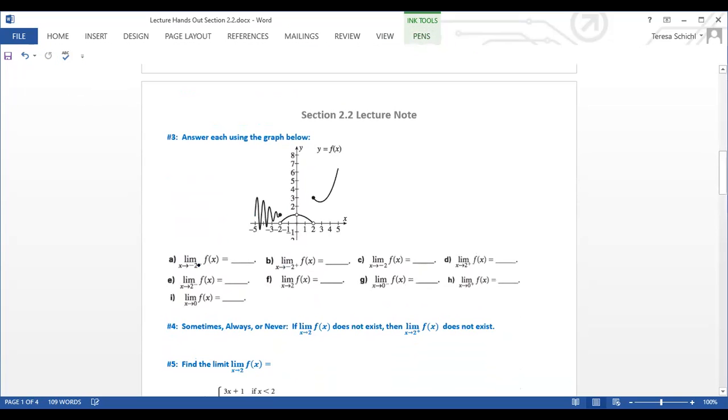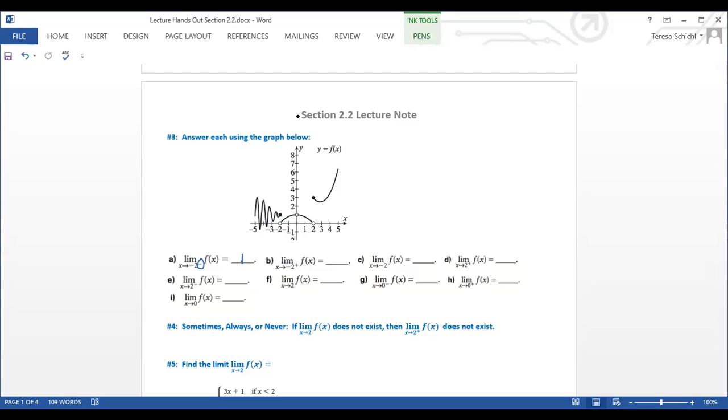This one is approaching -2 from the left-hand side. That means I'm approaching along the curve here. When I'm getting closer and closer to -2 from the left-hand side, what is my value close to? Close to 1.